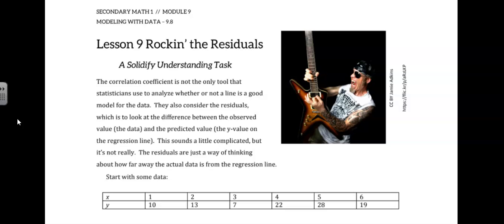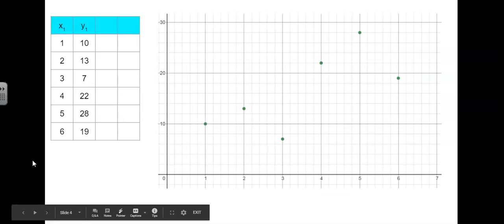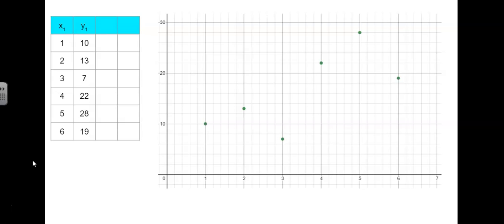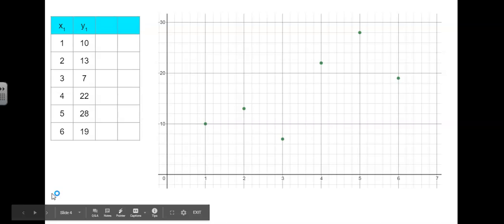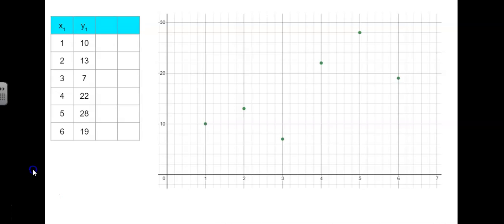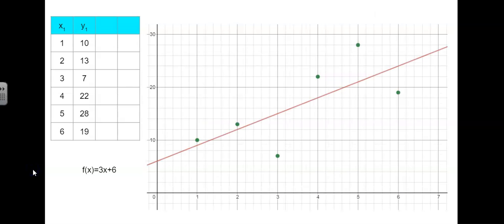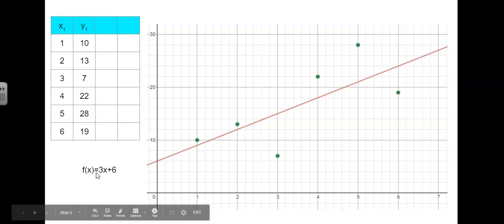The residuals are just a way of thinking about how far the actual data is from the regression line. So let's start with some data. In this video, I'm going to explain residuals and how to find them, and then I'm going to show you how to use Desmos to calculate the residuals with technology. So starting off, I have my scatter plot, and I'm going to use Desmos, or my graphing calculator, to calculate a line of regression. In this case, the equation for the linear regression line is 3x plus 6.